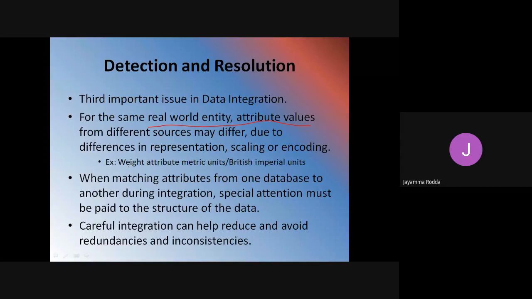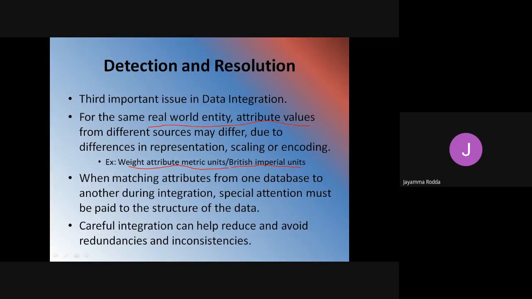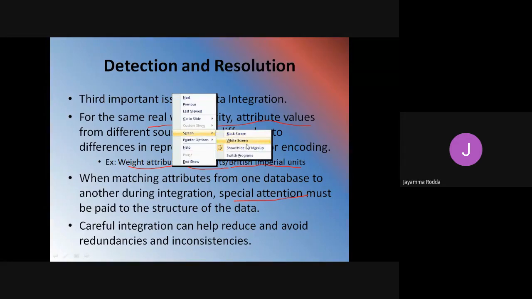For the weight attribute, one will be using the normal metric units, whereas the other one is using British imperial units. So what happens when matching attributes from one database to another during integration? Special attention must be paid to the structure of the data. Based on what structure the data has, the integration should be done. So careful integration can help to reduce and avoid redundancies.